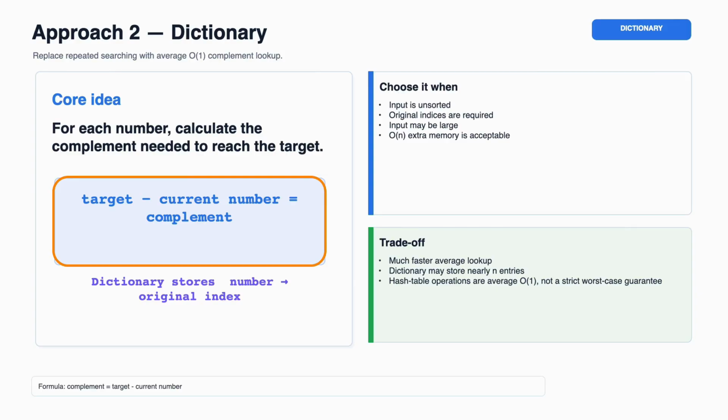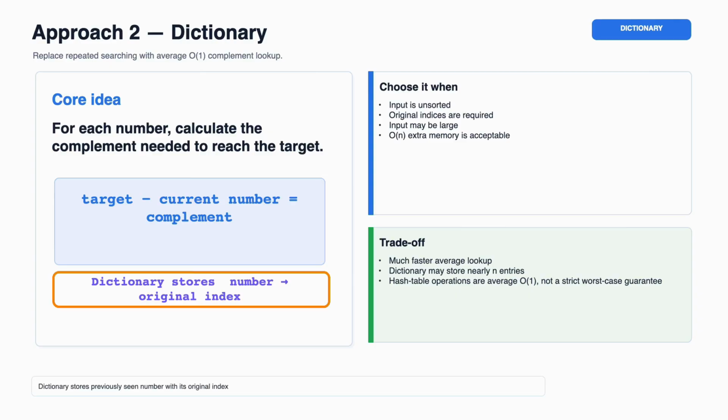This means that when the current number is 2, we need to find 7 to complete the target. Instead of searching the complete array again, we check whether 7 is already available in our dictionary. The dictionary stores each previously visited number along with its original index. So, its structure is the number with its original index. For example, 2 has the index 0.